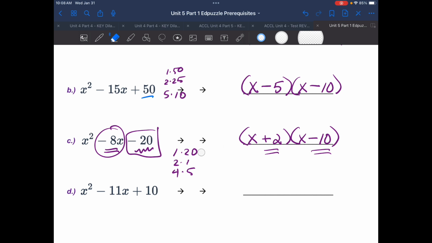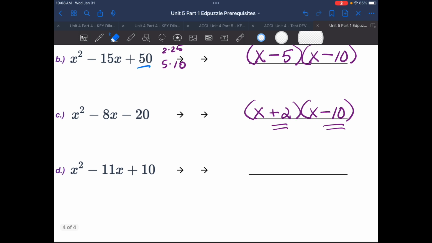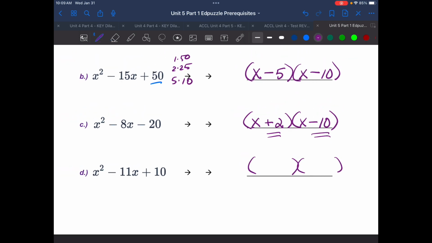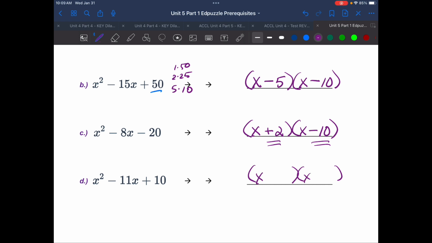All right, so guys, last thing, please try to go factor the bottom expression. What do you think we get? Well, I know that I need x times x in the front. Now, wait a minute. We're multiplying to get a positive, but adding to get a negative. So they both have to be negative. All right, and that's going to be 10 and 1, because negative 10 times negative 1 is positive 10, and negative 10 plus negative 1 is negative 11.